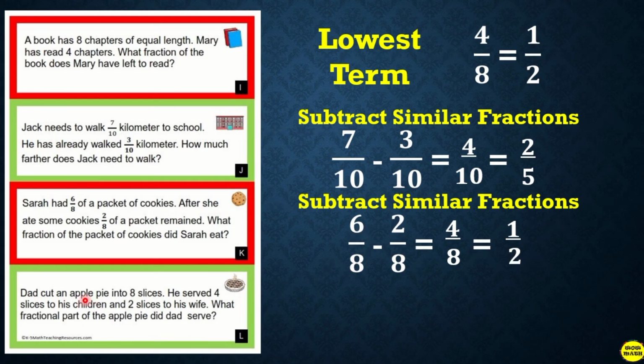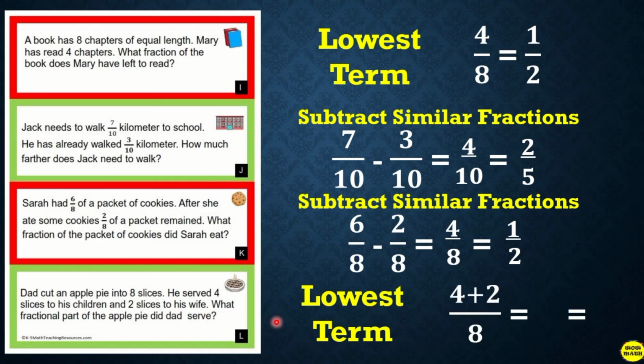Let's have the last example. Dad cut an apple pie into 8 slices. He served 4 slices to his children and 2 slices to his wife. What fractional part of the apple pie did Dad serve? Okay. So, ang kabuuan ng apple pie ay 8 slices. So, paano gagawin natin? So, we are just getting the lowest term kasi ang tinatanong naman ay fractional part of the apple pie kung ilan yung sinerve ni Daddy.